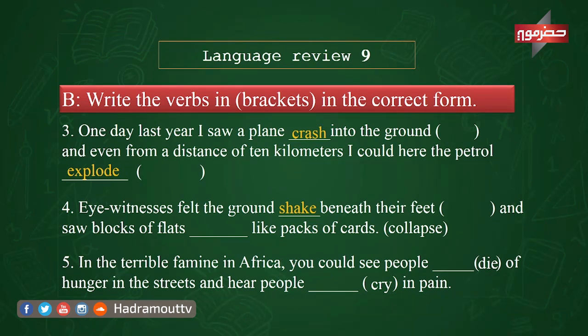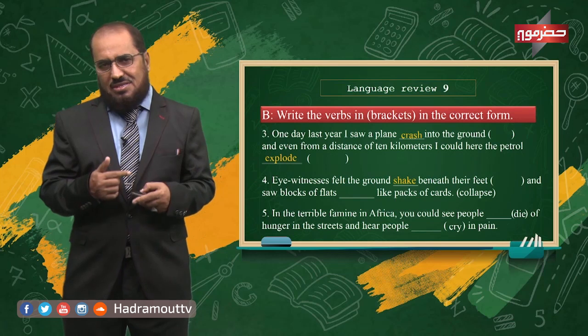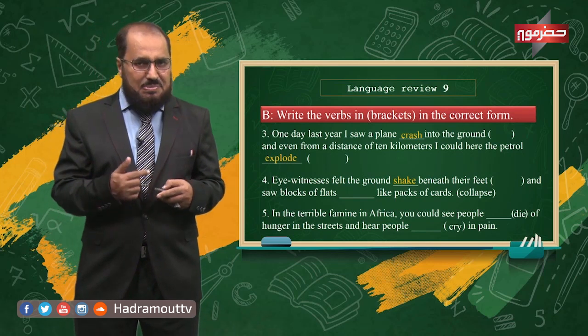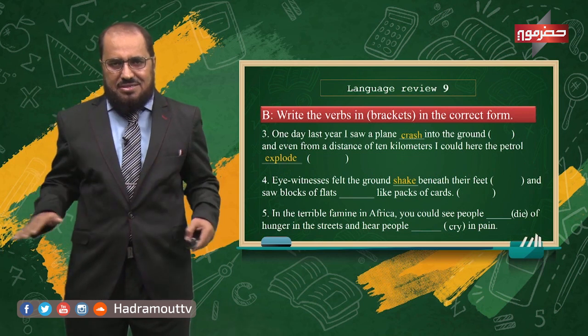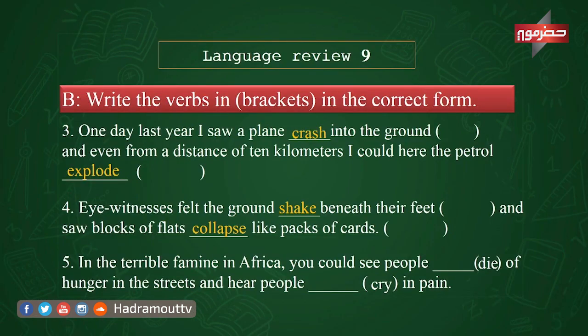Okay, and so blocks of flats like packs of cards, collapse or collapsing, a series of events in the past. All of them are completed, so it will be collapse. Okay, look at number 5 now.